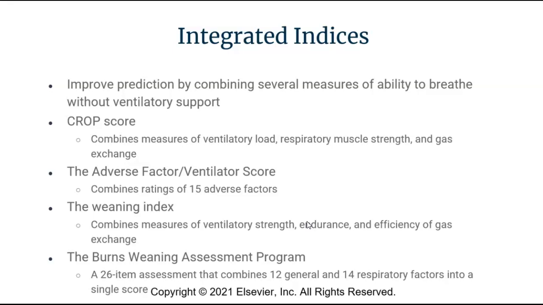So your book talks about other factors that are associated with discontinuing success. These integrated indices can be used to improve prediction by combining several measures about the ability to breathe without vent support. Some examples are the CROP score, which combines measures like vent workload, respiratory muscle strength, and gas exchange. There's the adverse factor ventilatory score, which combines like 15 different factors like hemodynamic values, infections, nutrition, FiO2 compliance, minute ventilation, things like that. There's a weaning index, which combines measures of strength, endurance, and efficiency of gas exchange. A weaning index of less than 4 usually indicates successful discontinuation. So the lower the number, the better.